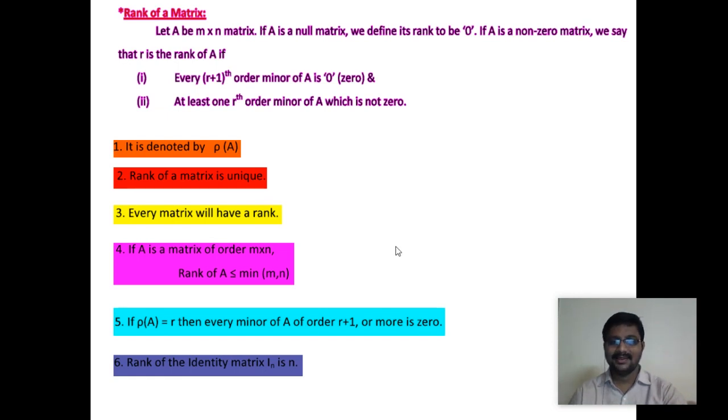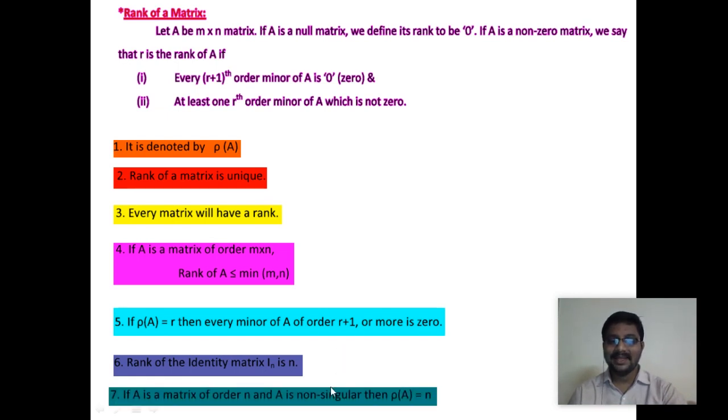is n. If A is a matrix of order n and A is a non-singular matrix, then rank of A is n. Non-singular matrix means determinant of A not equal to 0, and A is of order n. That means A is a square matrix of order n by n. Then whose rank will be n. For example, suppose A is non-singular, that means determinant of A is not equal to 0, and which is of order 3 by 3. Then what is the rank? Rank of A will be 3.